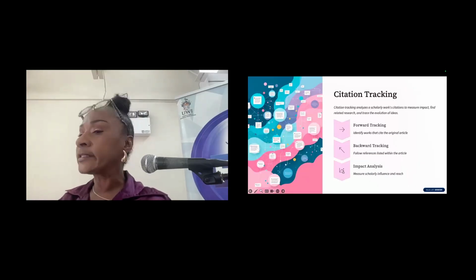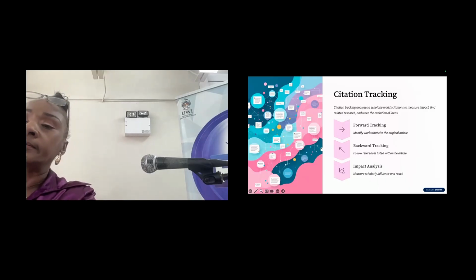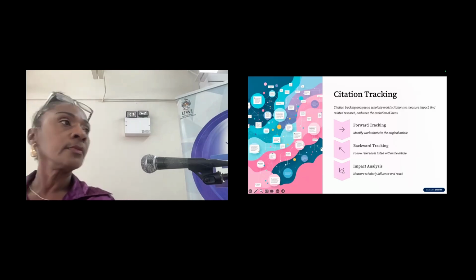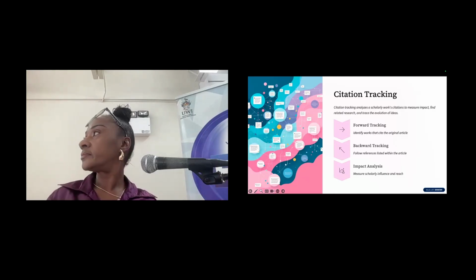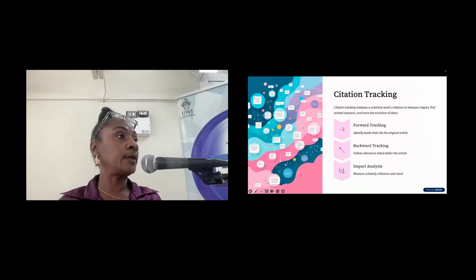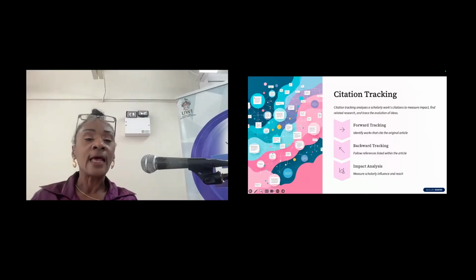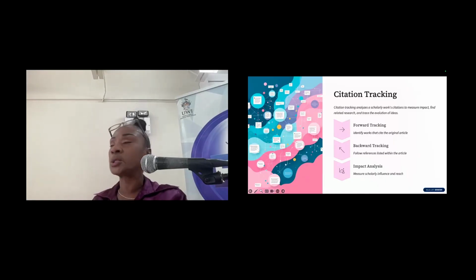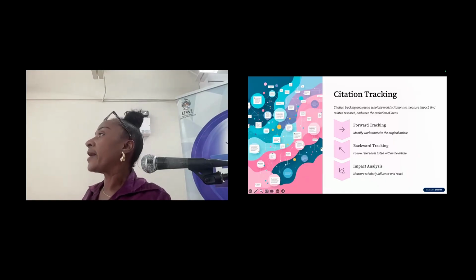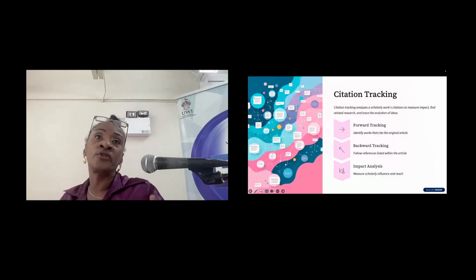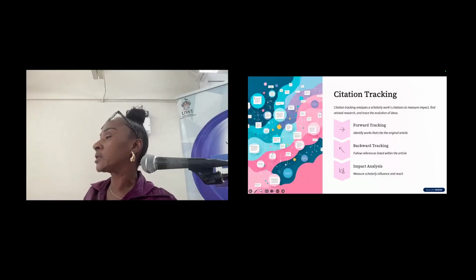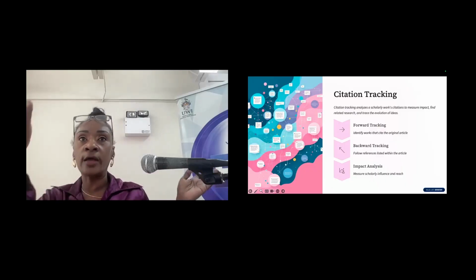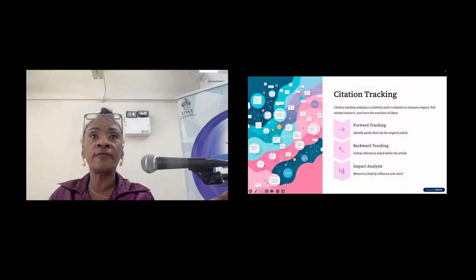All right, so we're going to look at citation tracking. Can anybody say what they understand by citation tracking? Can they open their mic and participate? Citation tracking analyzes citations to measure impact, find related research, which is what we are most interested in today, and trace the evolution of ideas. We don't have any takeaway for citation tracking, just a basic understanding of it.